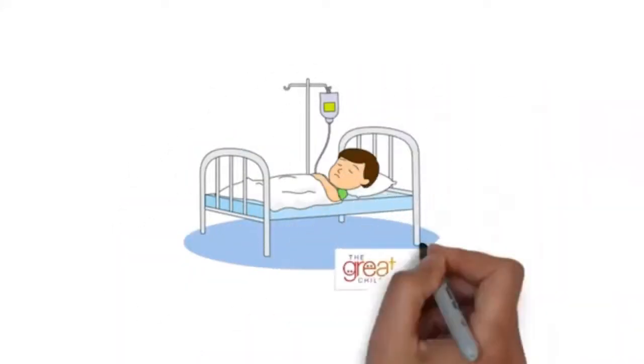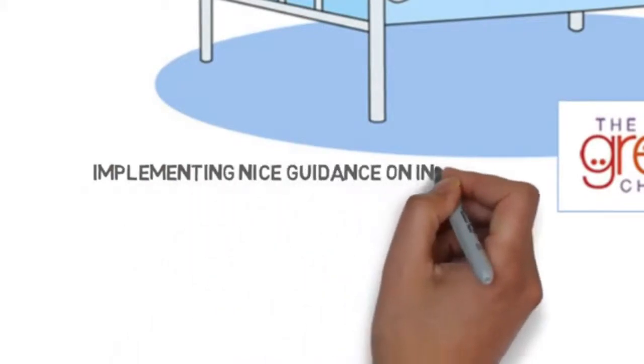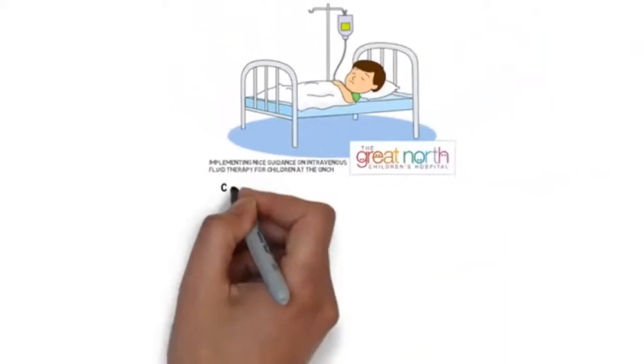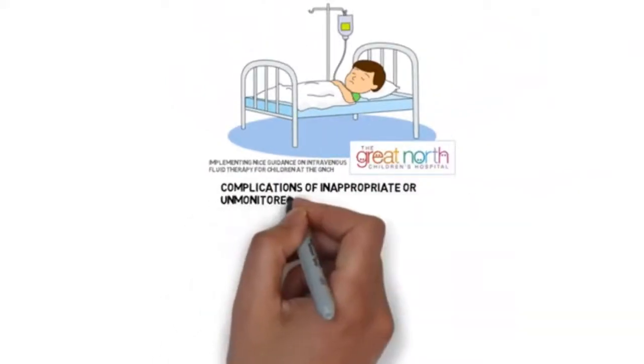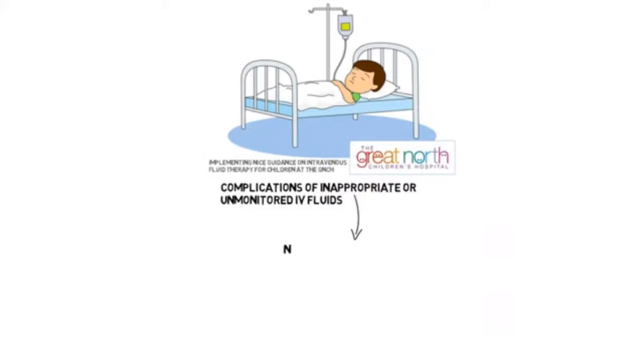This is a short presentation explaining how the NICE guidance on intravenous fluid therapy will be implemented for children. We're going to first look at complications of inappropriate or unmonitored IV fluid. We're going to look at how the guidelines try to reduce these complications, and we're going to explore how we plan to implement the guidelines.